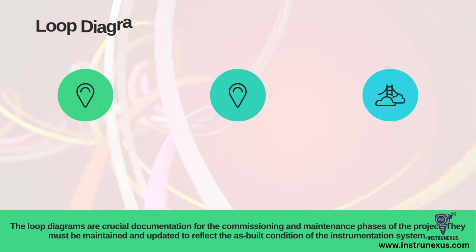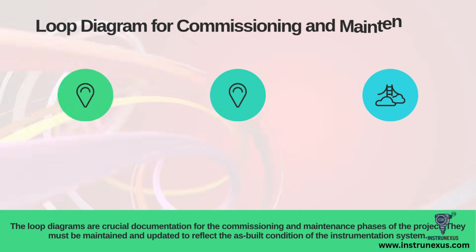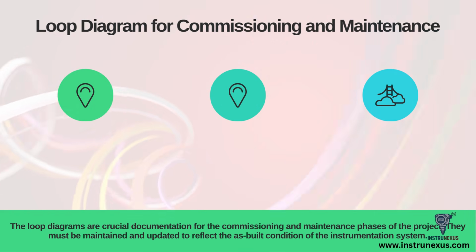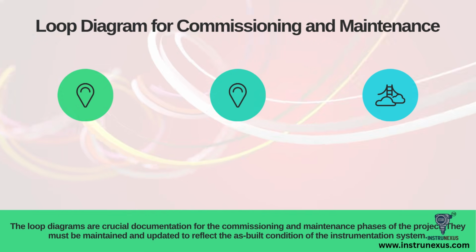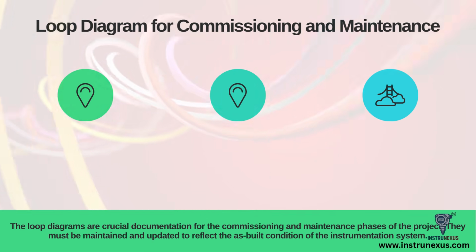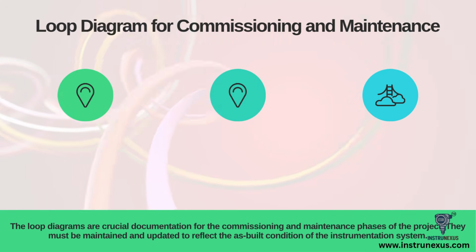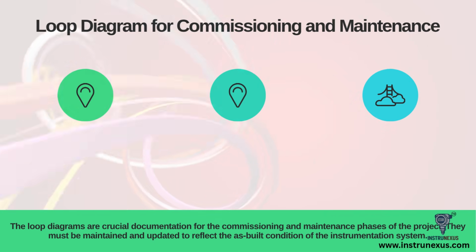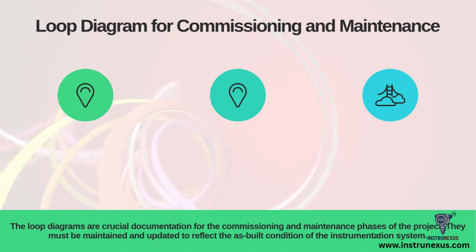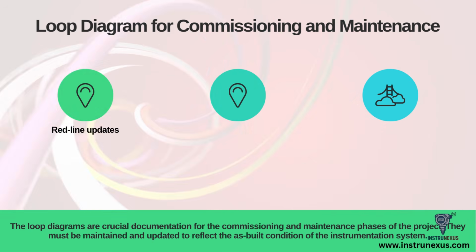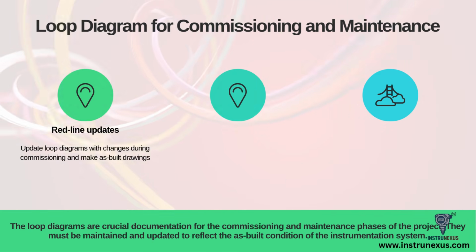The loop diagram's job isn't done once construction starts. In many ways, it's just beginning. During commissioning, the loop diagram is the primary reference for the checkout team. As they perform loop checks, validating every wire from end to end, they may find small differences or make necessary changes. These changes are marked directly on the drawing in red pen, creating what we call red line updates.